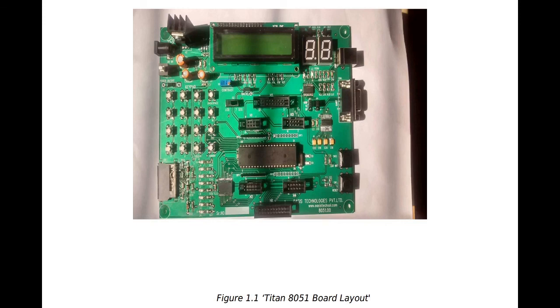And this is a jumper which is helpful to view the backlight. If you remove this jumper, the backlight will be turned off. Okay, and this is the potentiometer, which is helpful to increase or decrease the contrast of your LCD.